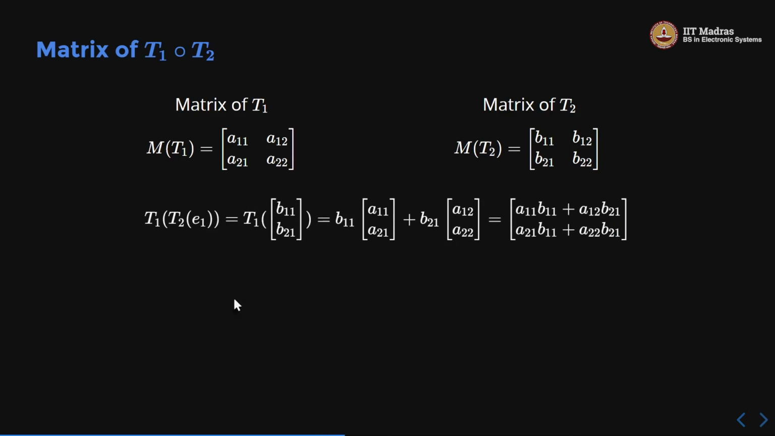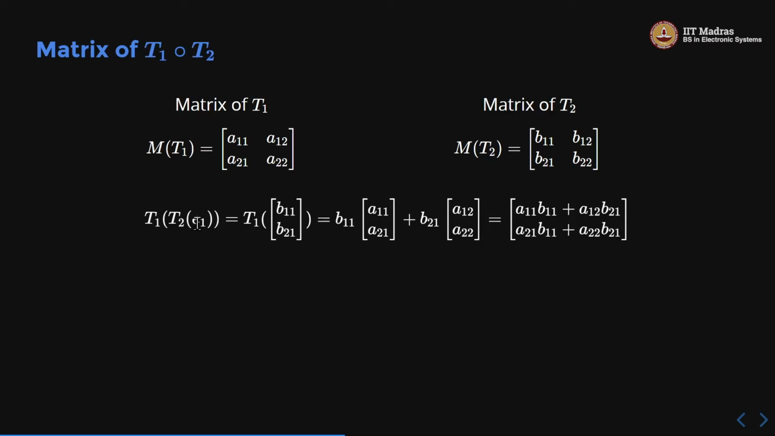Let's try that. If you take the canonical basis E1, E2, remember E1, E2 is the canonical basis, and you do T1 of T2 of E1, right? How do you find the matrix of any linear transformation? The same principle applies, right? You have to find T1 composed T2 of E1 and then T1 composed T2 of E2 and make them the first two columns of the matrix. That's what I'm going to do.